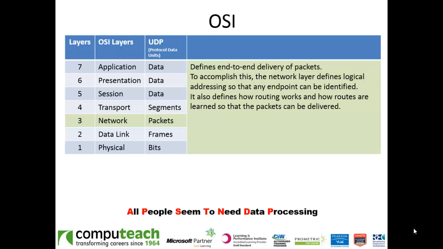The network layer defines end-to-end delivery of packets. To accomplish this, the network layer defines logical addressing so that any endpoint can be identified. It also defines how routing works and how routes are learned so that the packets can be delivered. For example, IP running in a router is responsible for examining the destination IP address of a packet, comparing that address to the IP routing table. IP at the network layer will fragment the packet if the outgoing interface requires smaller packets, and manage queuing the packet to be sent out to the interface.